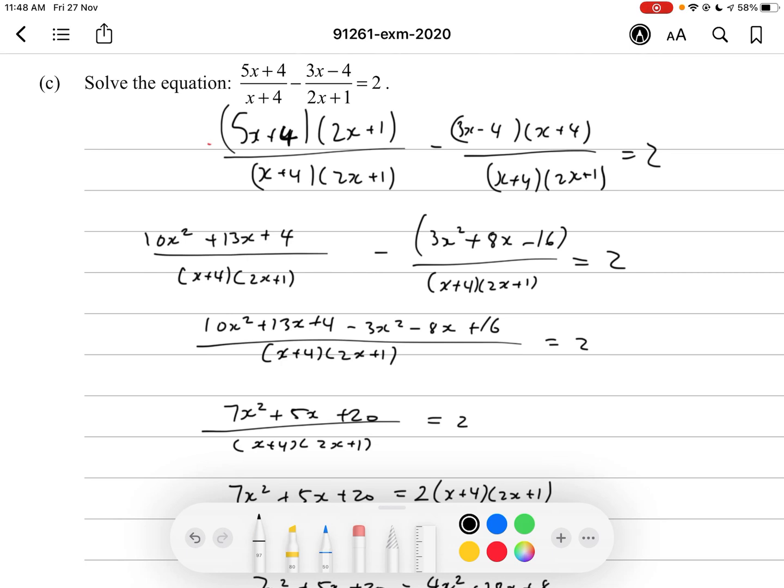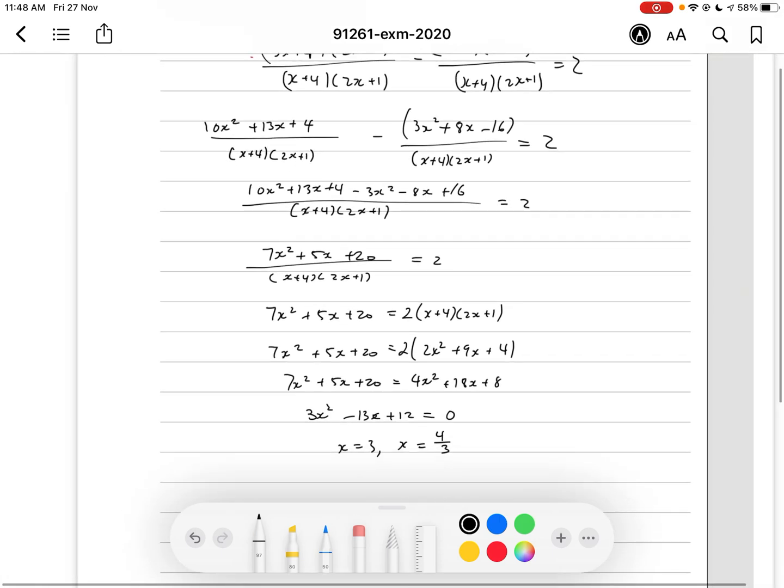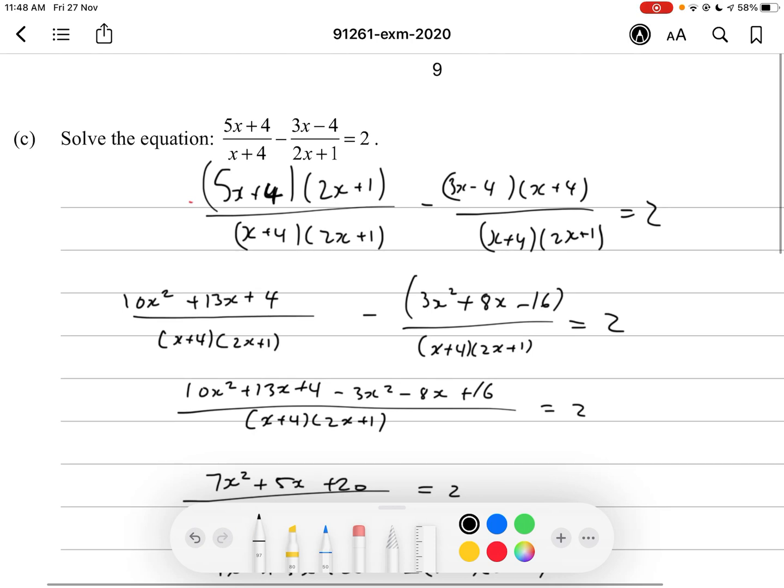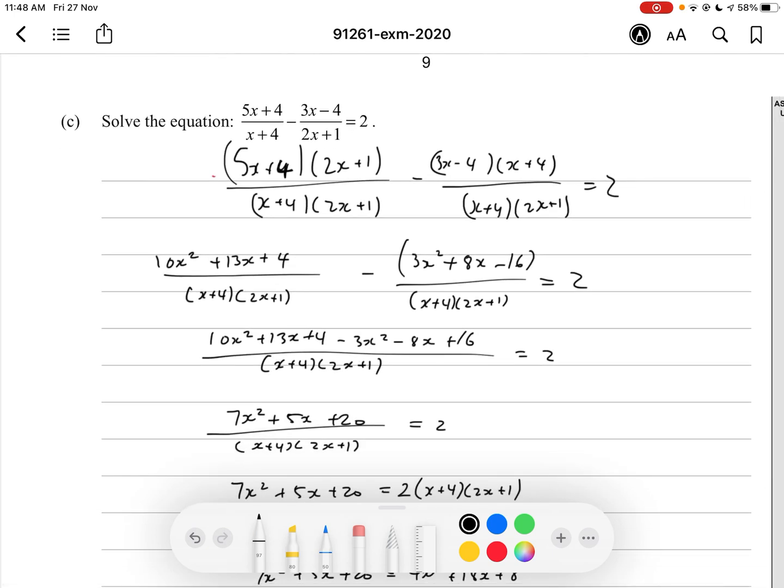4 plus 3, minus 3, sorry, 3 times 4 plus 4.